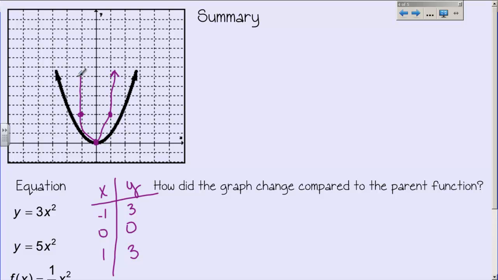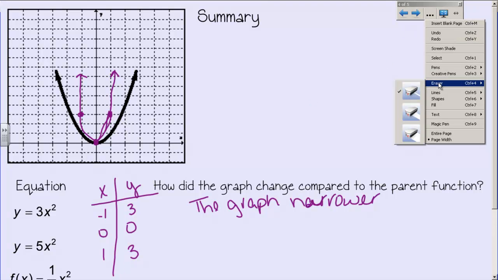What I have done is I have left it in the same place, so its vertex is still at the origin, such an ugly parabola. But what I have done is I have taken it by multiplying it by 3, I have squished it in, and so I have made it skinnier. And so if I want to compare this graph to the parent function, what changed is the graph is narrower. So by multiplying x squared times 3, I have taken the graph and I have made it narrow.